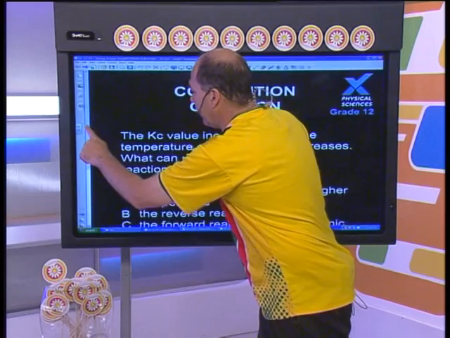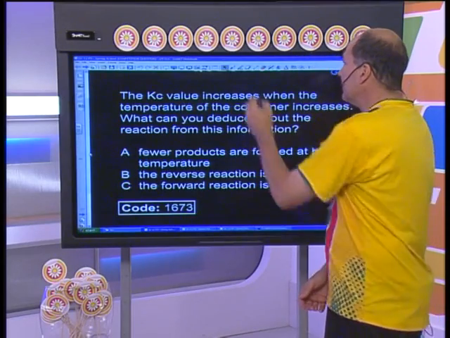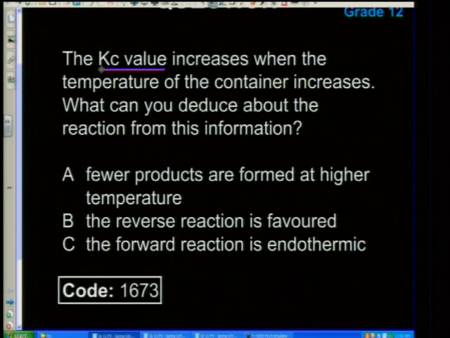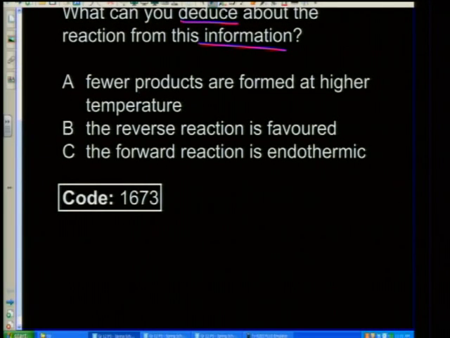Okay, so here we go. It's about our favorite topic in this section. It's about KC. But this time it's not a KC calculation. It says the KC value increases when the temperature of the container increases. What can you deduce about the reaction from this information? And you're given three choices. The choices are A, fewer products are formed at higher temperature, B, the reverse reaction is favored, or C, the forward reaction is favored.